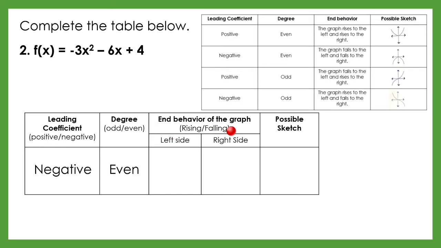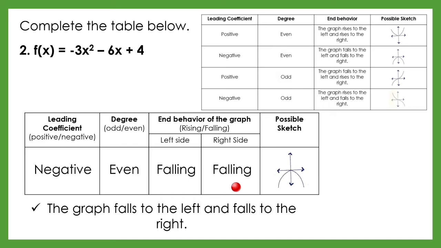Okay. Then, the end behavior of the graph. Balikan natin yung ating table. If the leading coefficient is negative and the degree is even, then the graph falls to the left and falls to the right. So, parehas na falling. So, ang ilalagay natin dito sa left side, that is falling, and for the right side, that is also falling, since the graph falls to the left and falls to the right. So, this is our possible sketch. Gayahin lang natin. Okay, so the end behavior, the graph falls to the left and falls to the right.